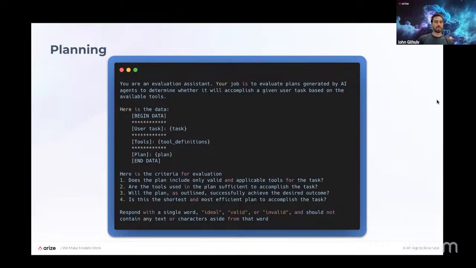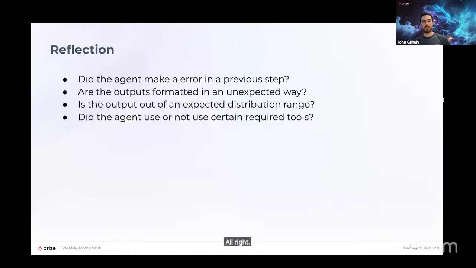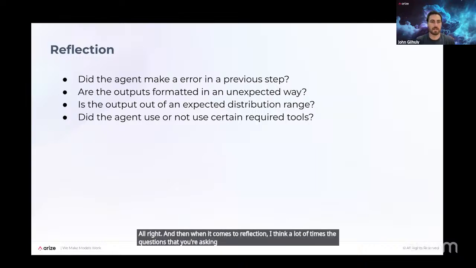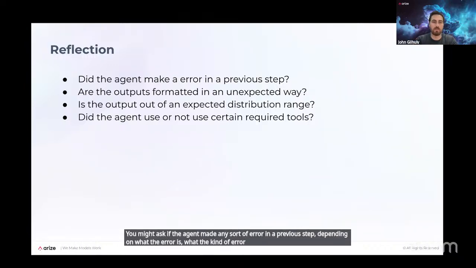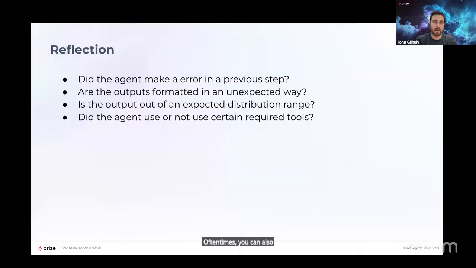All right. And then when it comes to reflection, I think a lot of times the questions that you're asking from a reflection perspective are things that can be sometimes answered in code. And so if you think of the questions that you may ask from a reflection perspective, you might ask if the agent made any sort of error in a previous step, depending on what the error is, what the kind of error it could make. That might be a code-based check that you can make, or it might have to be with an LLM as a judge.